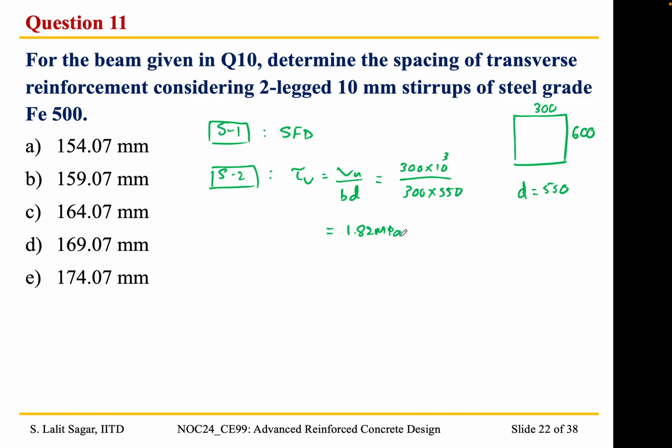Okay, so step 3, we need to check for the adequacy of the cross section, which we obtain by looking at Table 20. So this tau v has to be less than tau c max, that is the maximum permissible shear stress in concrete. So for M30 grade we get a value of 3.1 MPa. So 1.82 is less than 3.1 MPa, so the cross section is adequate, right? So we can write adequate or okay.